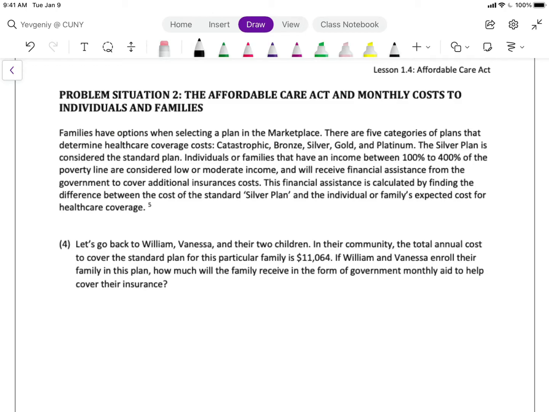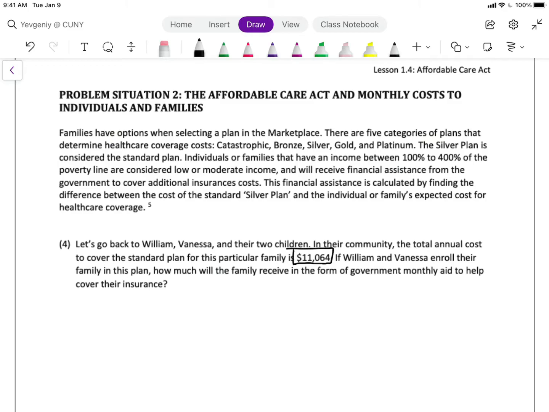Now, if the family decides to sign up for a higher plan, then the government would still only cover the cost for the silver plan, and the difference will be paid by the family. All right, so now let's go ahead to that example about William, Vanessa, and their 2 children. So it's a family of 4. The standard plan, the silver plan for that family in the place where they live actually costs $11,064 per year.